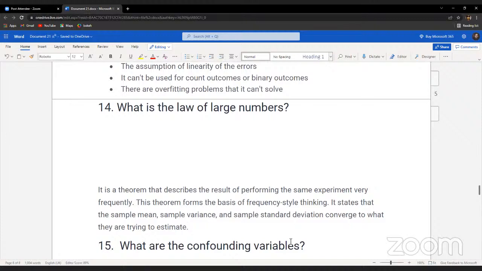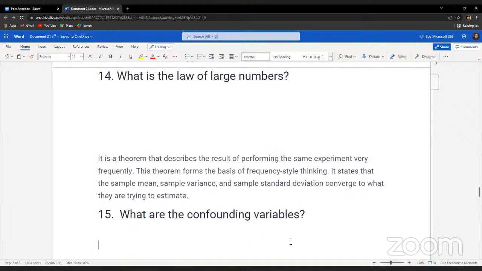It states that the sample mean, sample variance, and sample standard deviation all converge to what they are trying to estimate. So the mean, variance, and standard deviation are all convergent with the quantities they are trying to estimate. This is how the law of large numbers works.